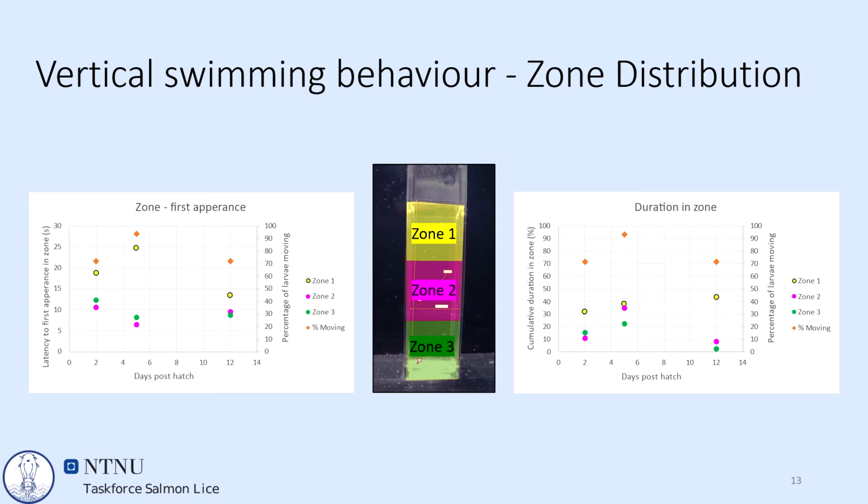And on the right here, you see how big a percentage of the time they spent in each of the 3 zones. And they all spent the most time in zone 1. Especially at 12 days, they spent a much bigger percentage of their time in zone 1 than zone 2 and 3. So it seems as though the lice spend more time getting to the top zone, but they prefer to stay there.